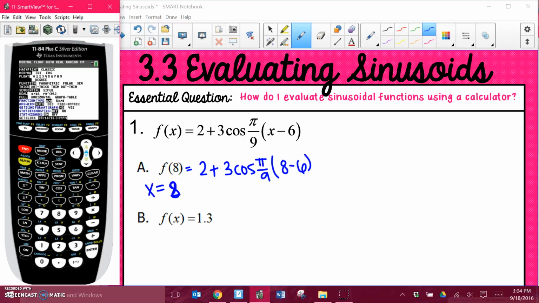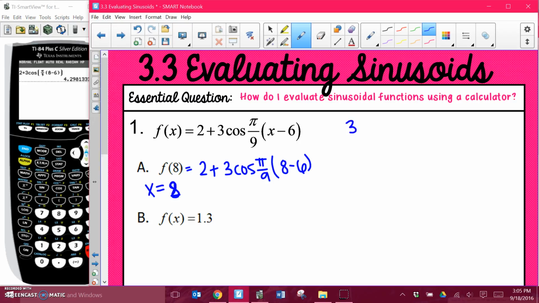Okay, so I'm going to make sure I'm in radians in my home screen. So I would have 2 plus 3, here's cosine. For this part, especially if you have the newer calculators, I would type this in with alpha y equals, enter, and then do the pi over 9, just so it looks exactly like what I wrote on my paper. And then I would do 8 minus 6 in parentheses. Then close both sets of parentheses, so you have two big sets of parentheses in there. Press enter, and you get your solution. So again, the biggest thing you need to remember is to be in radians, not in degrees.